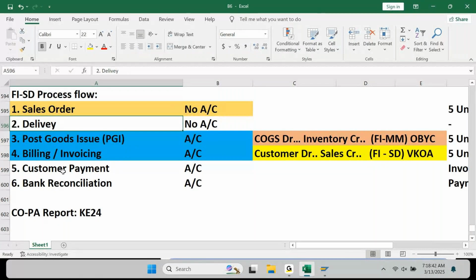For the finished product, which cost do you use? Standard cost or moving average? Standard price or moving average price? Standard price, sir. For material master, finished product, you always use a standard price. Now the material that you are selling to the customer, do you sell raw material to the customer or do you sell finished material to the customer? Finished material. We sell finished material to the customer.